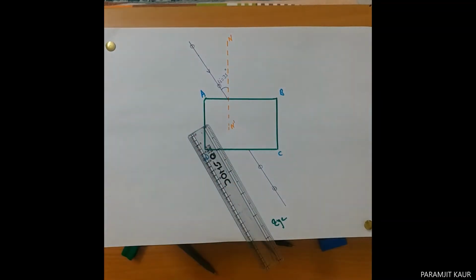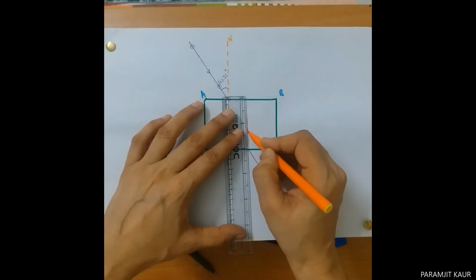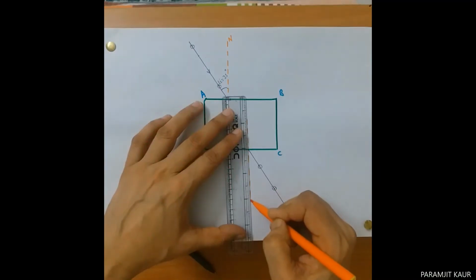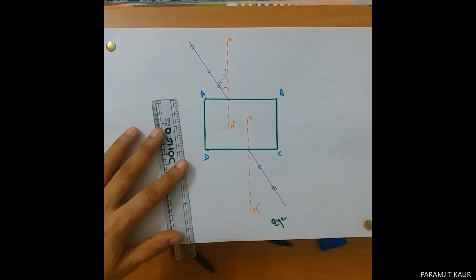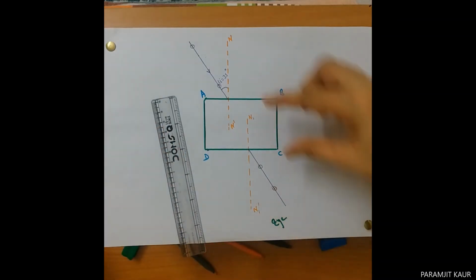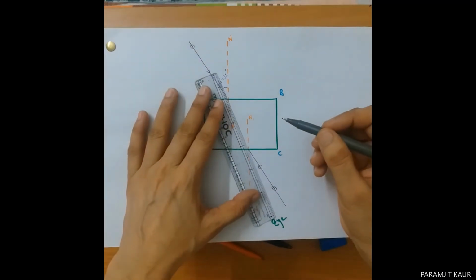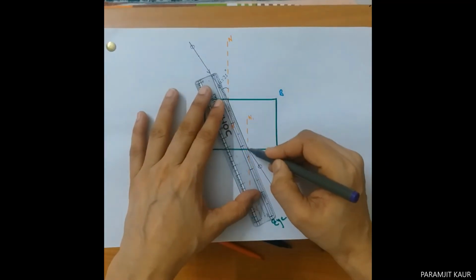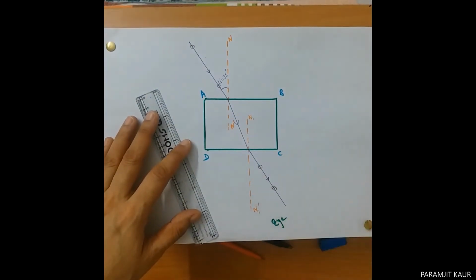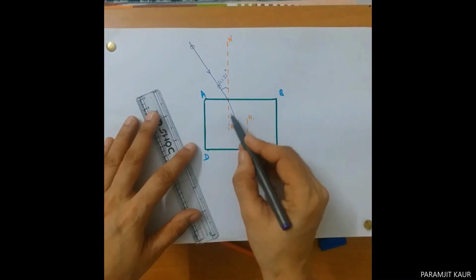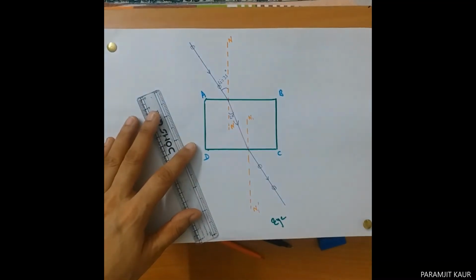Now at this point, I'll draw another normal on the second interface. So this is my second normal. Let me name it as N1 and N1 dash. Next, I'll join these 2 points so as to get the refracted ray. So I'll join these 2 and this gives me the refracted ray. So don't forget to mark the arrows also. Now this angle that the refracted ray makes with the normal is called the angle of refraction.